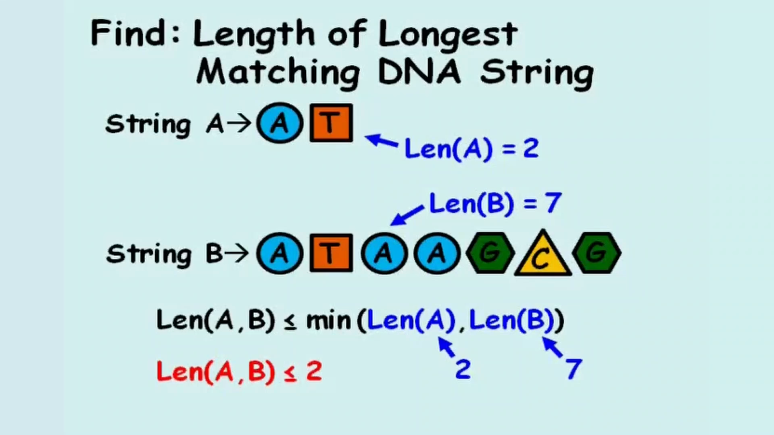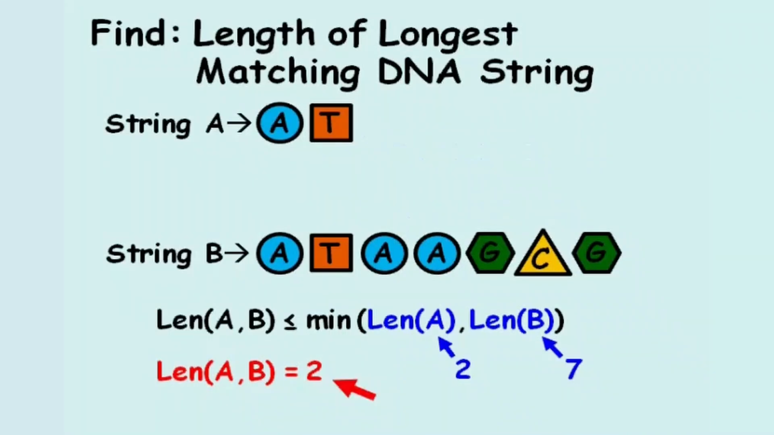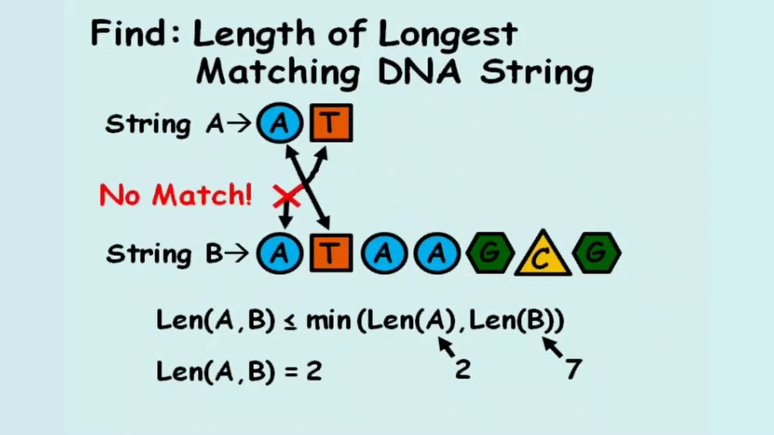In fact, by observation, we know the longest matching DNA string for this example equals 2, because adenine in string A will match with the only thymine in string B, and the thymine in string A will match with either the second adenine in string B or the third adenine in string B, but it cannot match with the first adenine in string B because matching base pairs cannot crisscross.